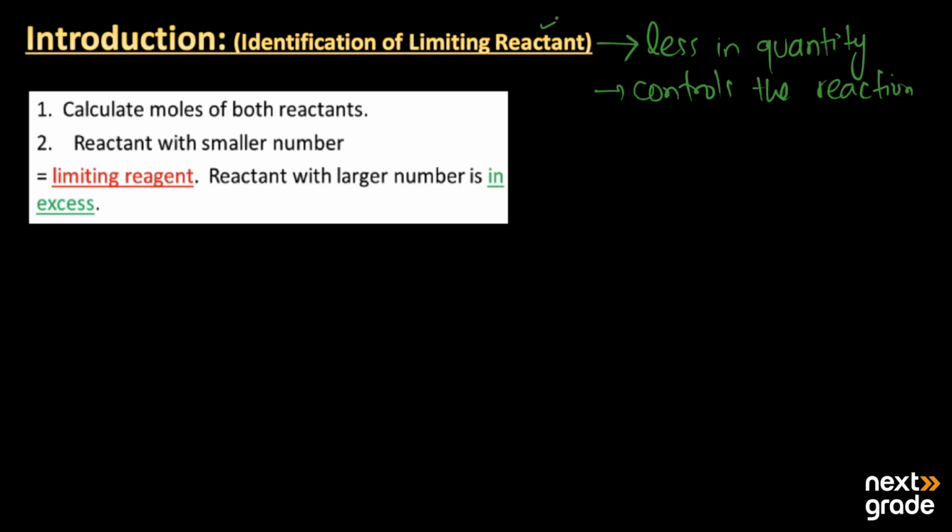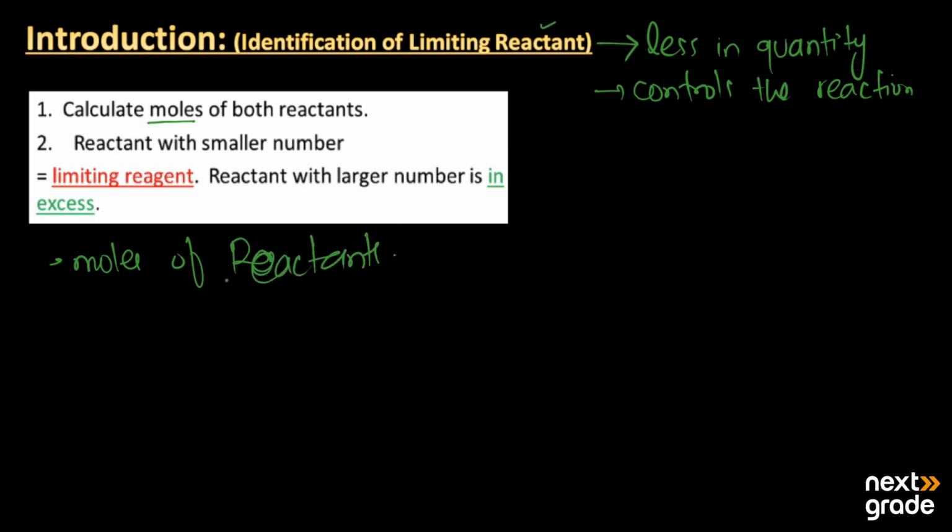So how can we identify the limiting reactant? Basically, we have three steps. The first step is to calculate the moles of both reactants. If we have reactant A and reactant B, then we have to find their moles. So the first step is to find the moles of the reactants.